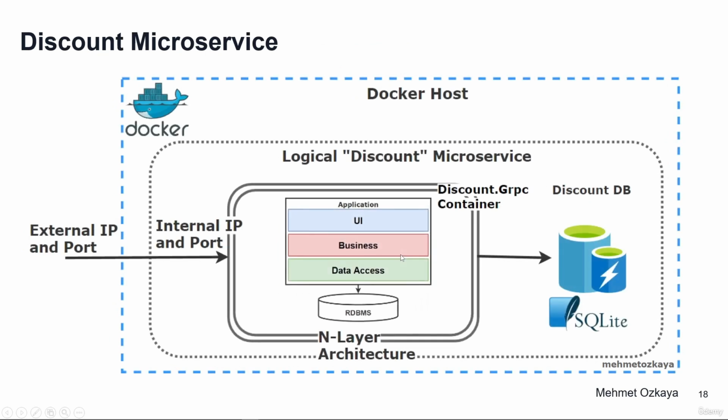On the other hand, if you look at the discount microservice internal architecture, the discount microservice uses a more traditional layered architecture. This is an n-layer architecture approach, organizing the code into layers with specific roles such as presentation, business logic, and data access, promoting a separation of concerns within a less complex domain.